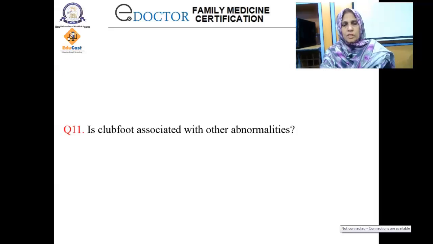Is clubfoot associated with other abnormalities? In about 20% of the cases, it may be associated with other abnormalities, and by and large, in 80% of the cases, it is an isolated deformity. The abnormalities which may be associated with clubfoot would be myelomeningocele, arthrogryposis, congenital myotonic dystrophy, amniotic bands, trisomy 18. So these are some of the other associations of clubfoot.